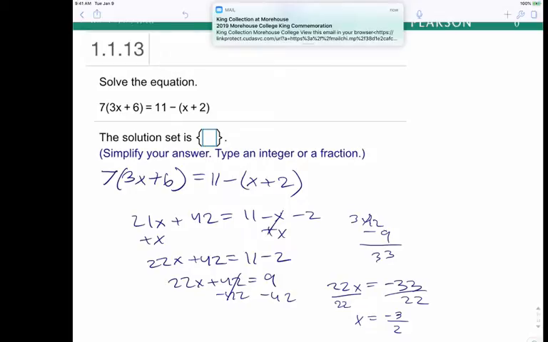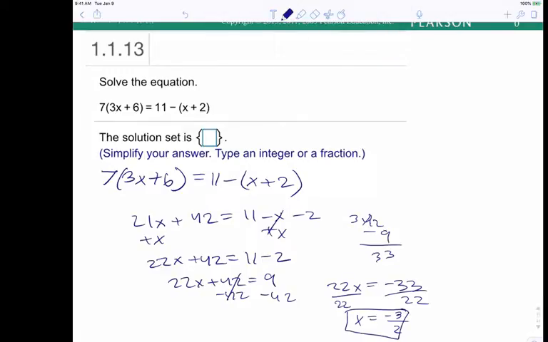Negative 3 over 2. Does that make sense? Yeah. So then we put that in the box. How do we know if that's correct? I'll put it in. Yeah. Let's plug it into the original. But let me walk you through a different technique.